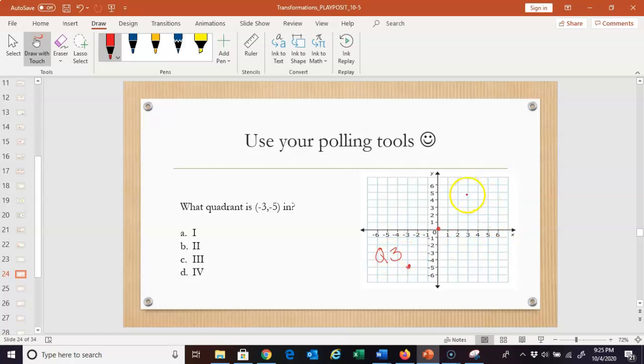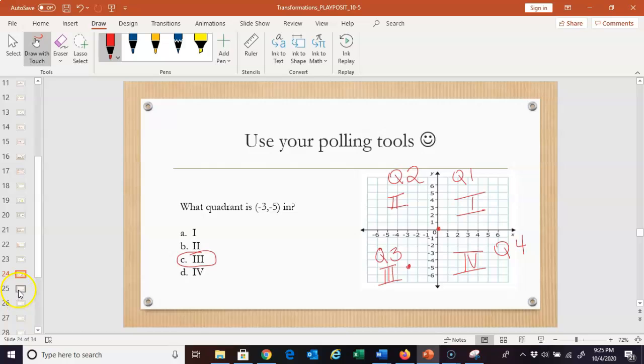Oh, I didn't show you guys that we can sometimes label these using Roman numerals. So sometimes you'll see I, II, III, and IV. I just kind of do Q1, Q2, Q3, but you might also see Roman numerals. So that's a good review of those. You might not remember that IV is 4. So it is in quadrant 3.